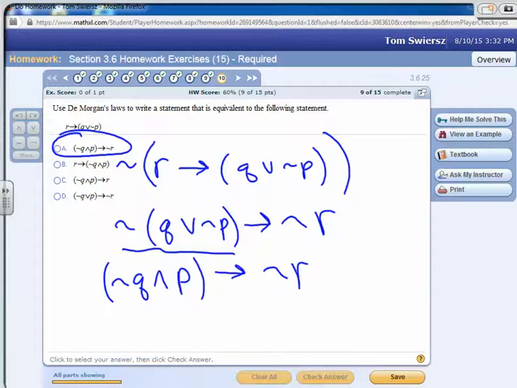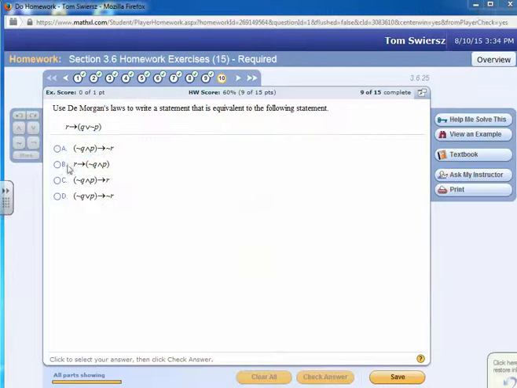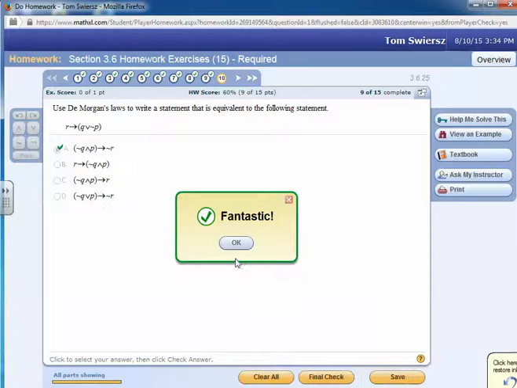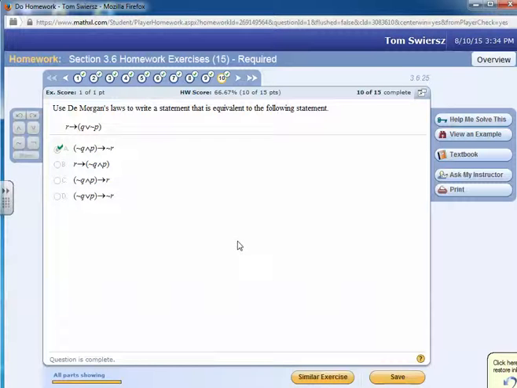Again, what we used is that if P then Q is logically equivalent to the contrapositive, which is not Q implies not P. So we switch the order and negate both, and then when we do that and apply De Morgan's laws, we get choice A as our correct answer. Okay? So we'll go ahead and choice A, which is definitely the correct answer.